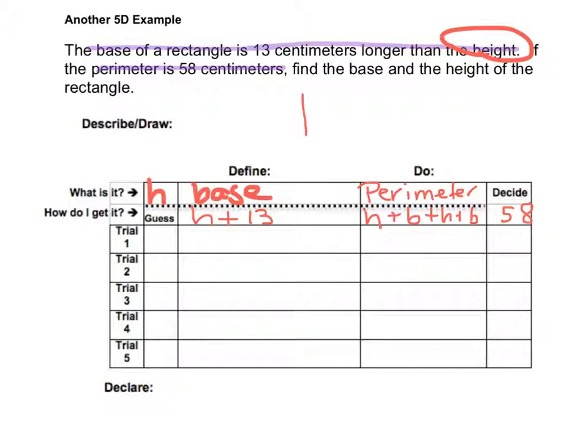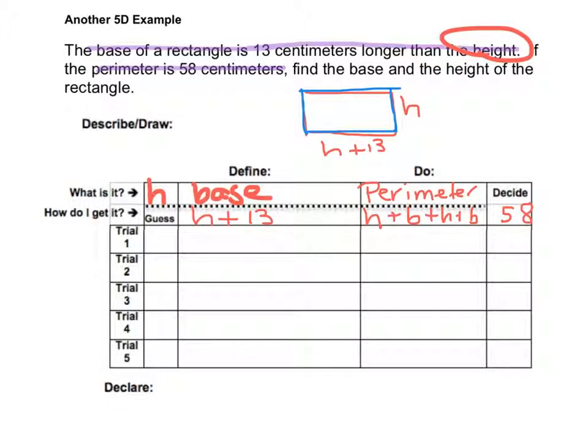Now if I draw a rectangle, the height is what I'm guessing. So let's say my height, let's use an H for height, and then for the base I know it's going to be the height plus 13. So to get perimeter, I'm adding all the outside. So I'm adding the height plus 13 plus the height plus 13 again, plus the height.